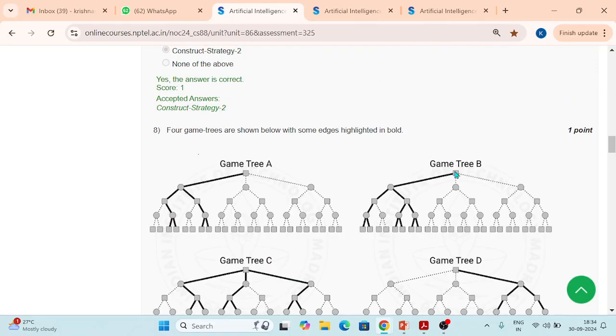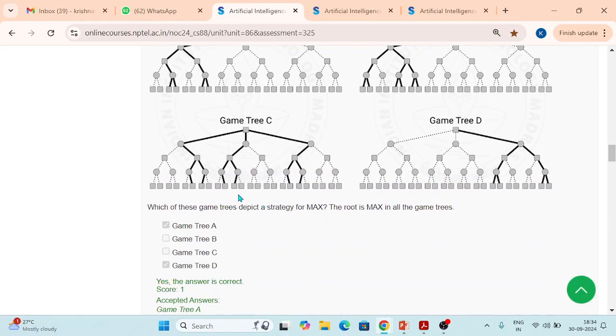If you see B, maximum node selects one, minimum node selects all. Here this is the maximum node, and a maximum node has to select only one, but here they kept the bold for two, so this is wrong. Now for C also, this is the maximum node, and it selects all three, so C is also wrong.